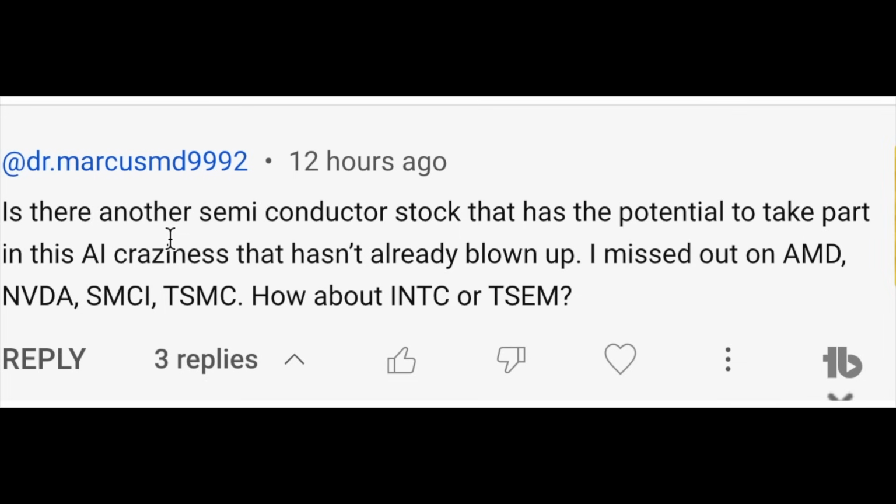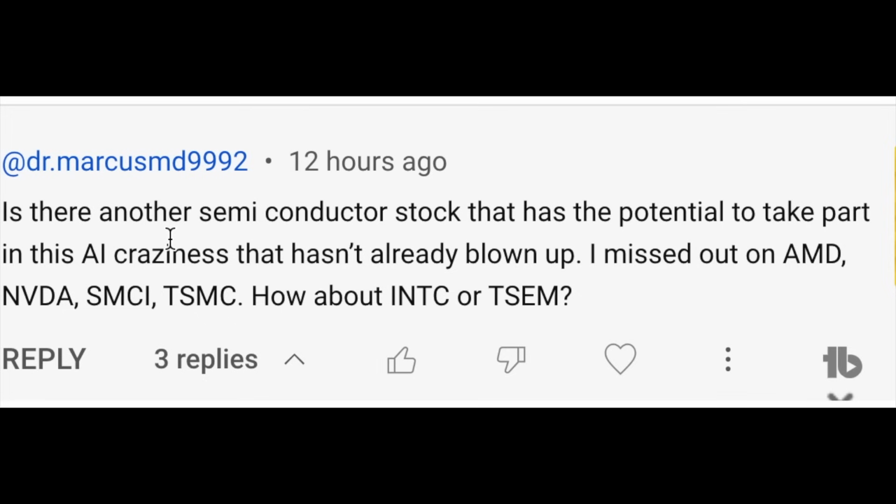Now, a couple here from one of our members named Dr. Marcus. Is there another semiconductor stock that has the potential to take part in this AI craziness that hasn't already blown up? I missed out on AMD, NVIDIA, and all the rest of them. This is one I'm going to put to you guys as well. Put in the comments which one you think and why you think this is.